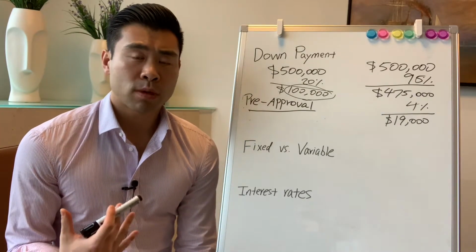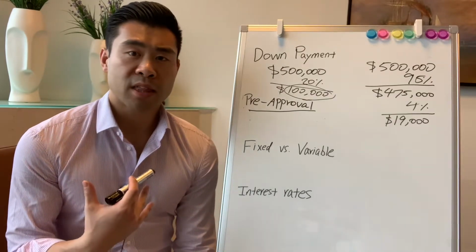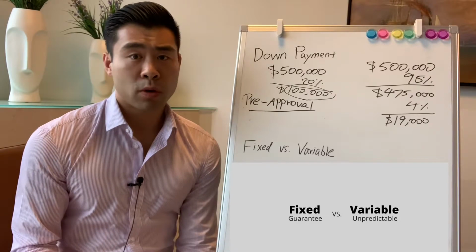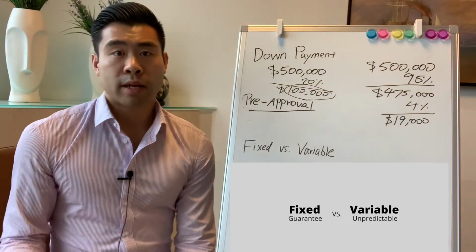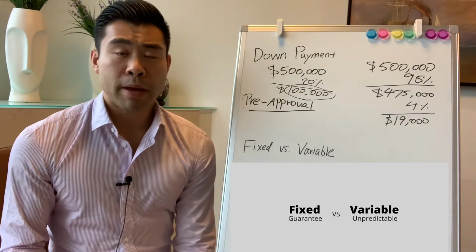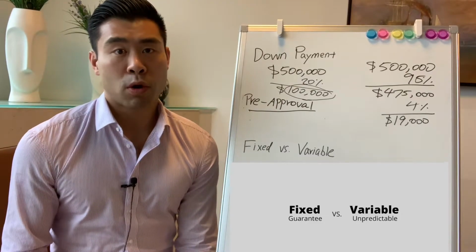And the reason why so many people like the fixed interest rates is because I think they like the guarantee. With the variable, even though it's got a smaller interest rate, it varies day to day because it changes with the market. So for that unpredictability, the bank offers a smaller interest rate.